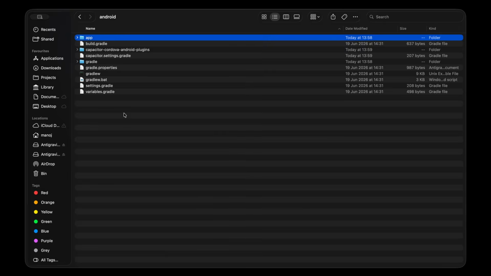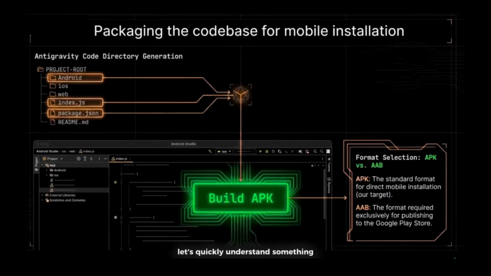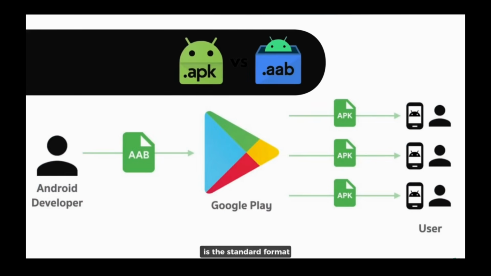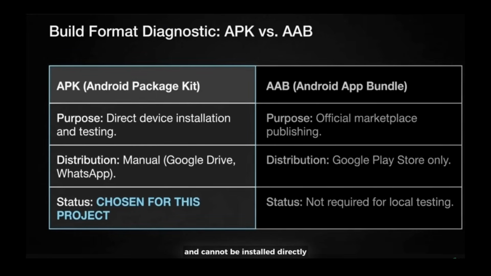Generating the APK file. Now this is step 4, where we're going to generate the APK file using Android Studio so we can install the app directly on our Android mobile. Before that, let's quickly understand something. Android apps usually have two important file formats, APK and AAB. The APK file is the standard format that you can directly install on your mobile device. The AAB file is mainly used for publishing apps on the Google Play Store and cannot be installed directly. So for this project, we only need the APK file.